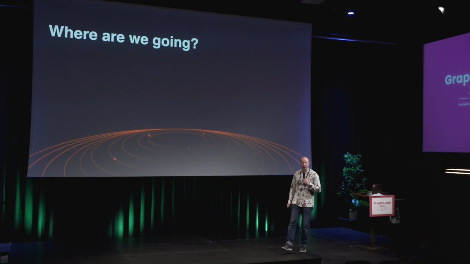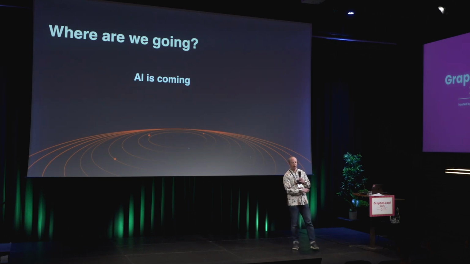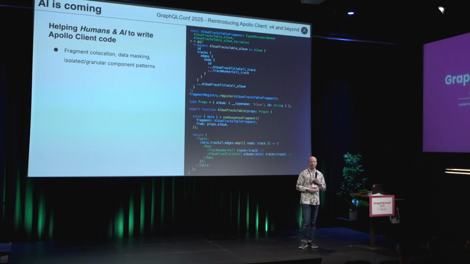So where are we going with all of this? AI is coming. I think someone said that already. The idea is mainly, if we help humans write code, AI will also be better at writing code. So one big thing is, again, fragment co-location. If a whole component fits on this page, it also fits into the context of your AI code writing helper thingy.